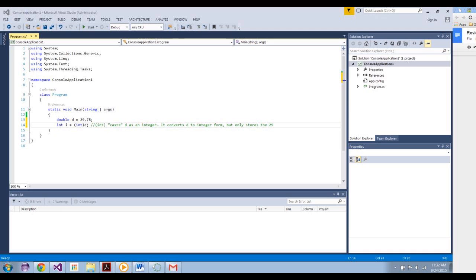One solution for this is to force compilation by casting. This will still lose the decimal information, but it works. And we do this by putting an int in parentheses in front of the d. That tells C# that we want to cast this double as an integer in this particular case. You can also do it the other way around for a double, but casting does not work with strings. This requires parsing, which we'll learn about later.